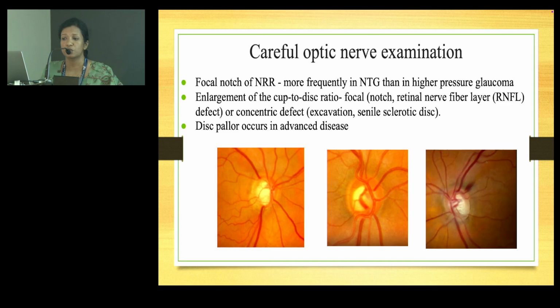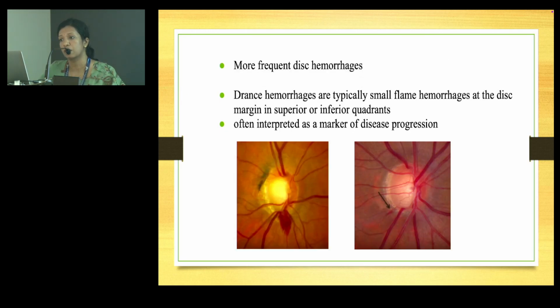The first two pictures show inferior notch and inferior neuroretinal rim thinning, and the third one shows a superior neuroretinal rim notch, with a disc hemorrhage with a slit-like RNFL defect. Then disc hemorrhages are more frequent in normal tension glaucoma, otherwise called Drance hemorrhages. They are typically small flame-shaped hemorrhages at the disc margin in superior or inferior quadrant. It is often interpreted as a marker of disease progression, which you can find in the first picture.